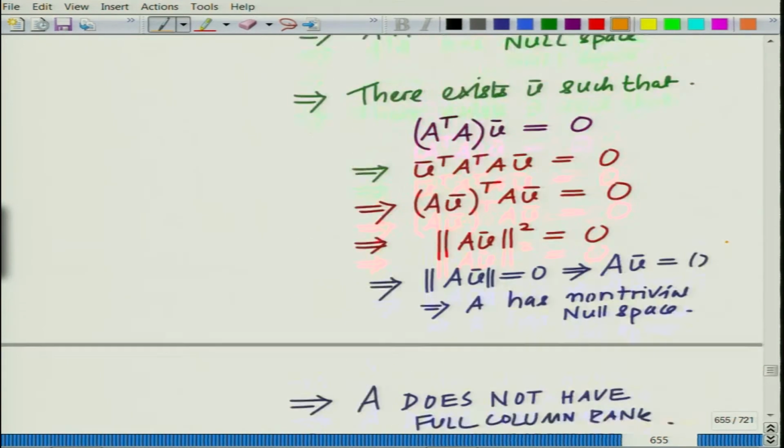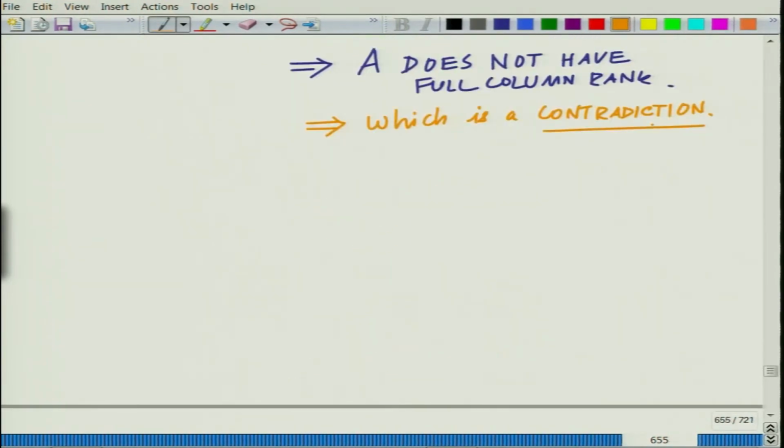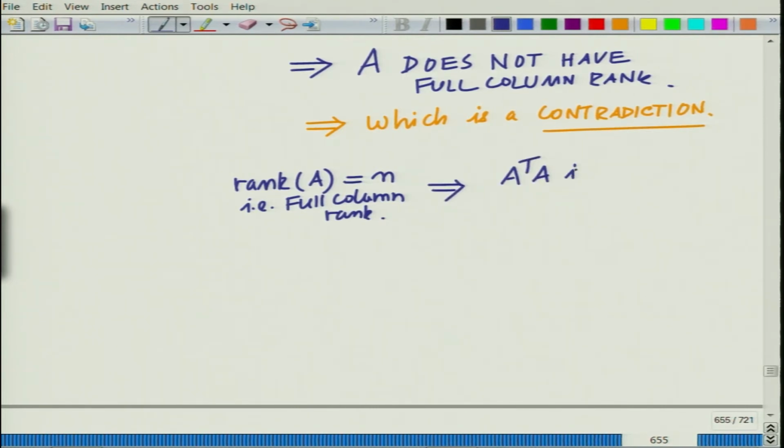Why is this a contradiction? Remember, we started with the assumption that A has full column rank. So A has full column rank, that is, rank A equals n. This implies A transpose A is invertible.